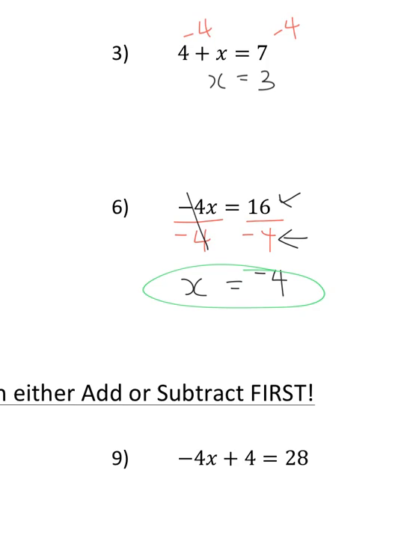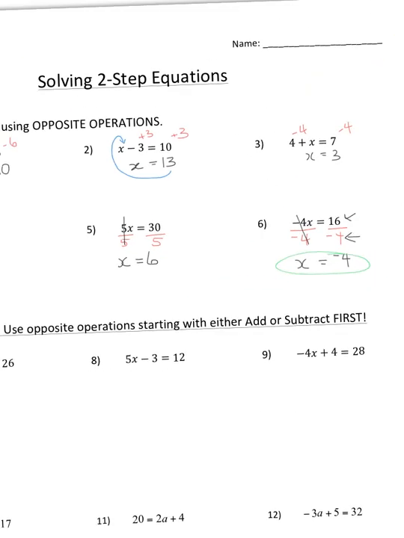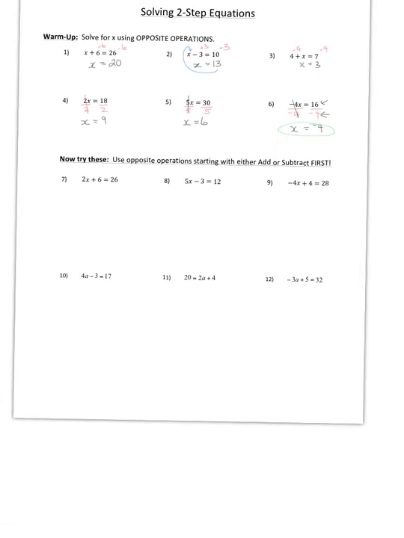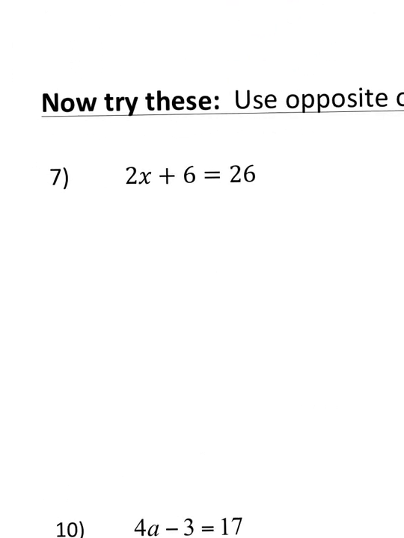Okay, so now let's try some two-step equations. So coming down here to question number 7. So you can see that there are more things involved in this one. So I want you to take a look at this question here. We have multiplying by 2 as well as adding 6. So we're going to still use our opposite operations, but we're going to get rid of things that are being added or subtracted first. So I'm going to subtract 6 on the left and subtract 6 on the right. That's going to leave me with 2x on the left and 20 on the right.